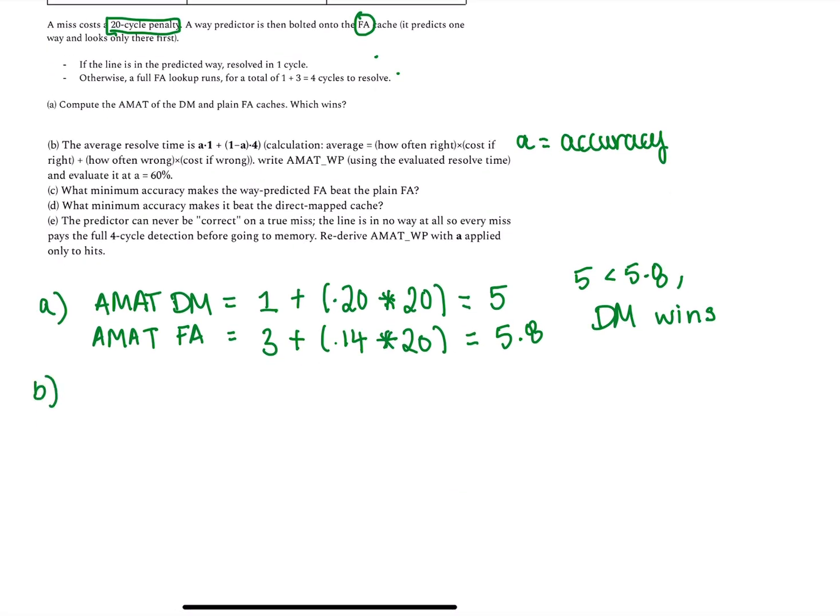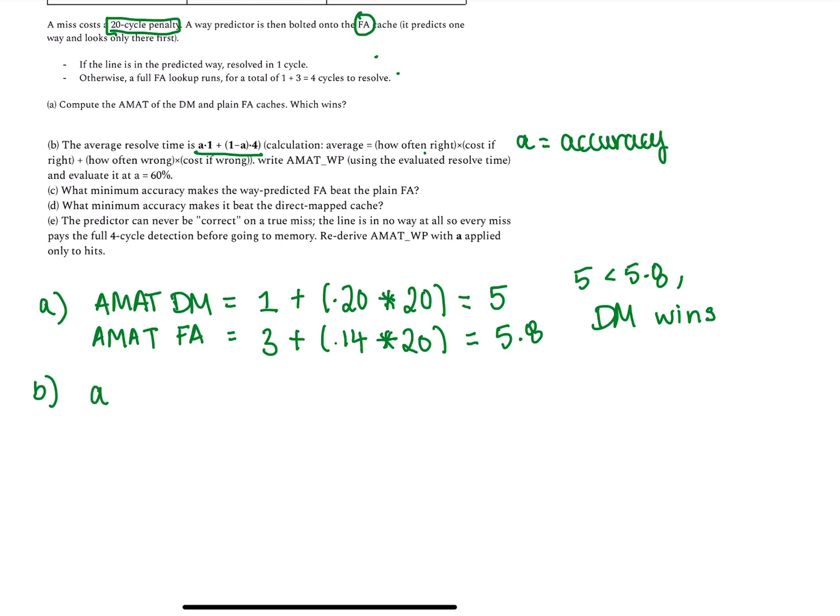All right, part B. So we have an average resolve time calculated here, and I've given you the calculation of how I got that. An average is A, we say, is the accuracy, so how often it's right, and then the cost if it's right, plus how often it's wrong times the cost it's wrong. So we're asked to write the AMAT_way_predictor using the evaluated resolve time, and then evaluate it at accuracy equals 60%.